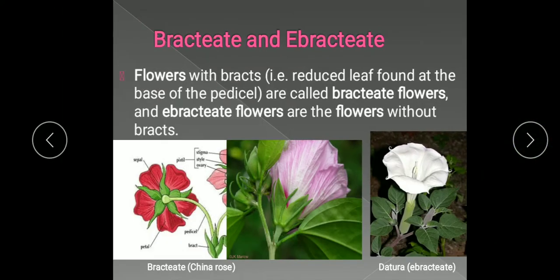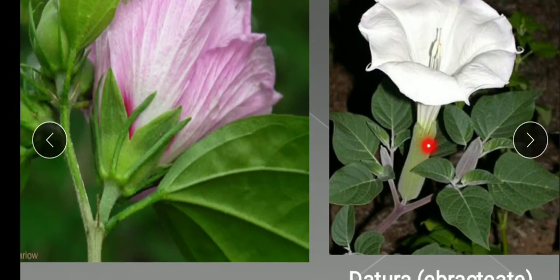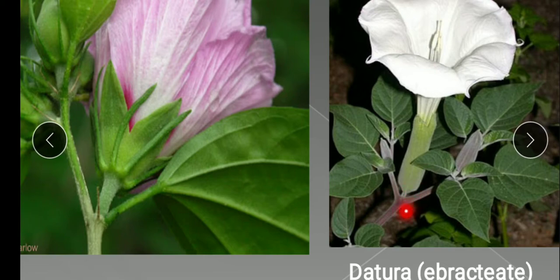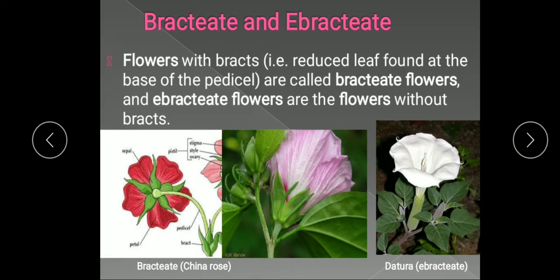While ebracteate flowers are those in which no bracts are present. For example, Dhatura. Here you will see the pedicel and there is no bract at its base. So this is the ebracteate condition. So understood, children? Bracteate and ebracteate flowers.